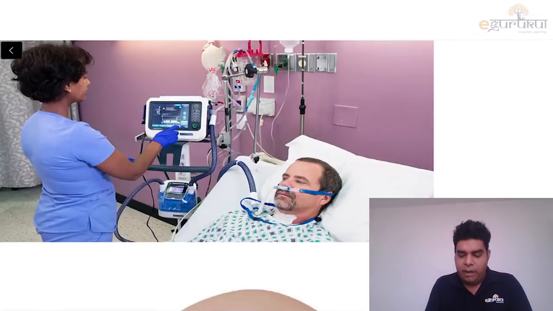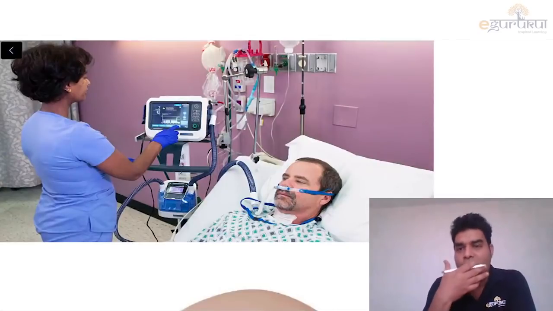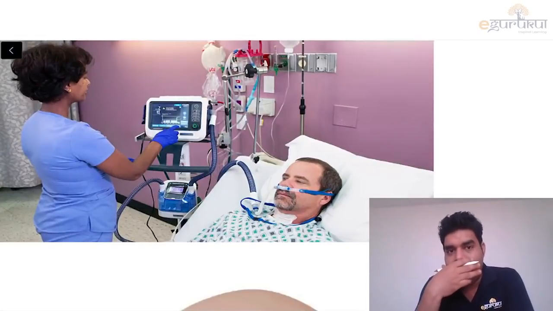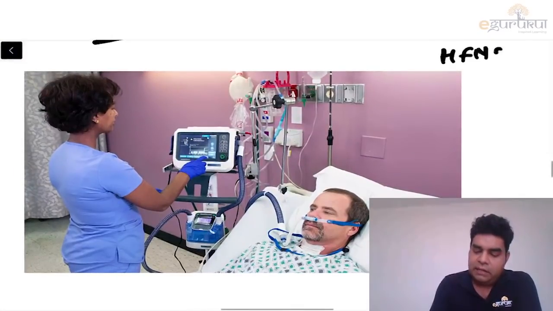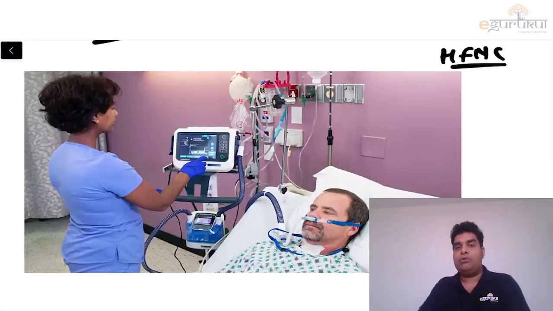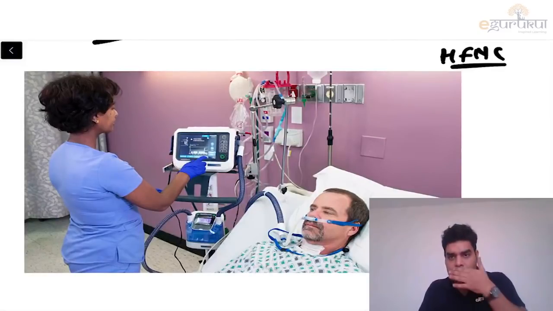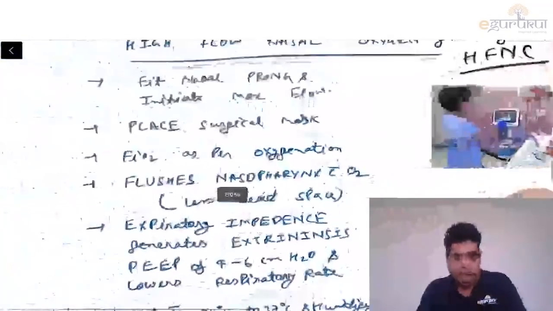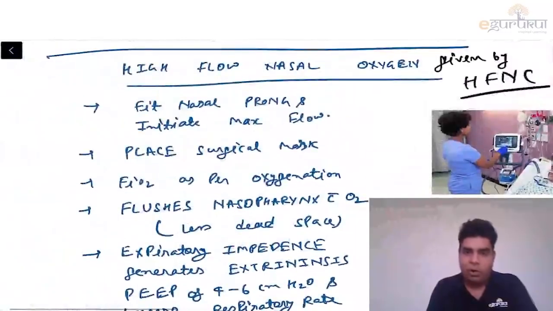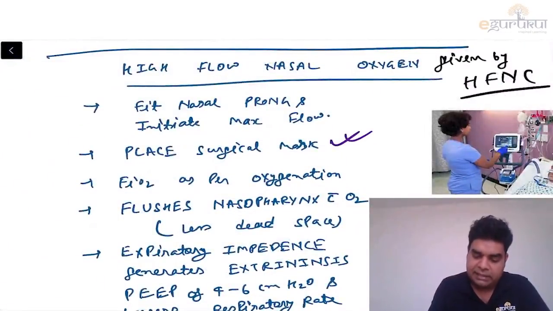But there is one mistake in this image. What is the mistake here? That the patient is not wearing the surgical mask, because when we are using high flow nasal cannula, there is a very high chance of aerosol transmission. So if the patient is on high flow nasal cannula, they should use a mask. Otherwise, the aerosol spray will be very high. That's why they are saying in the AIIMS guideline also that we have to place a surgical mask.